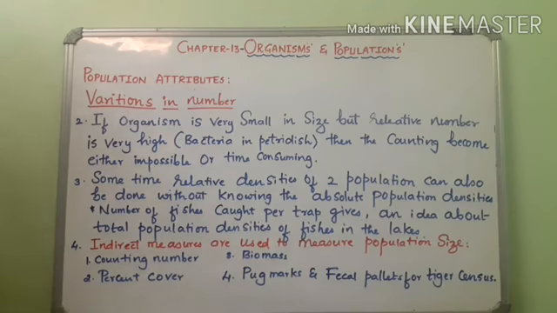So if an organism is very small in size but its relative number is very high, like bacteria in a Petri dish, counting becomes either impossible or time consuming. In that condition, we use the colony forming unit, also called CFU, to calculate the number of bacterial cells in a given culture media.